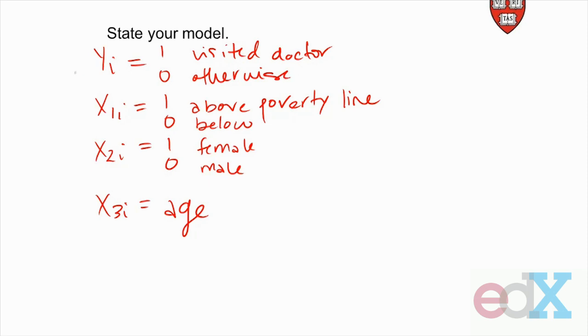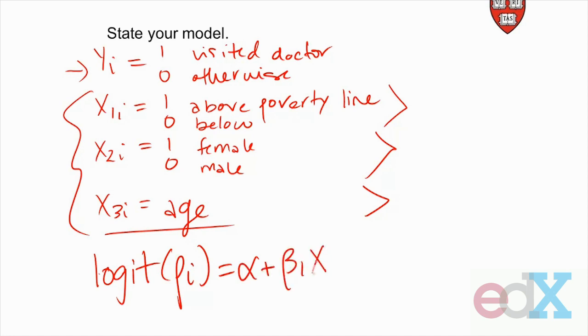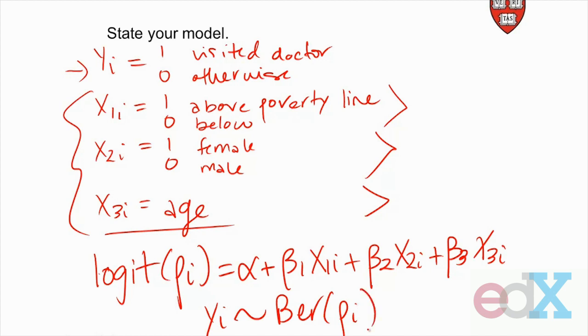To fit this model, we have our outcome yi, which is defined as 1 if the individual visited the doctor and 0 otherwise. And now we have three covariates. We have x1, which is equal to 1 if they're above the poverty line and 0 if they're below. x2 is 1 if it's a female, 0 if male. And last, we have x3, which now represents age in years. We can write down our logistic regression model as the logit of pi is equal to alpha plus beta 1 times x1 plus beta 2 times x2 plus beta 3 times x3, where yi follows a Bernoulli distribution with expected value pi.